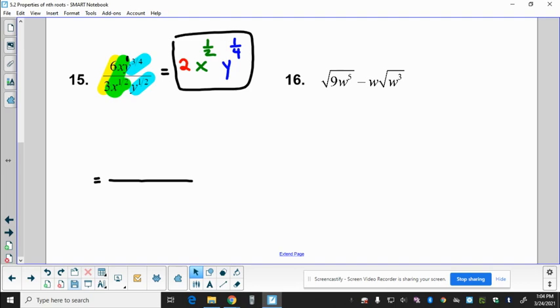So I'm looking at these two radicals, and we got a problem. This radical and that radical, they're not the same. So we cannot subtract them right now the way they look. So I think what I'm going to do is I'm going to try to rewrite these. So this radical, I'm going to break it into perfect square roots and non-perfect square roots. And I think I'm going to try to do that over here as well.